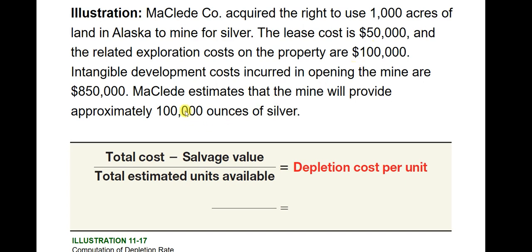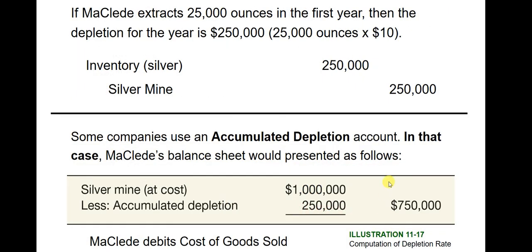And I'm going to get 100,000 ounces of silver out of it. So my depletion cost is $10 per ounce. So I need to figure out how much I mined that year. So if I mined 25,000 ounces, my depletion is $250,000.